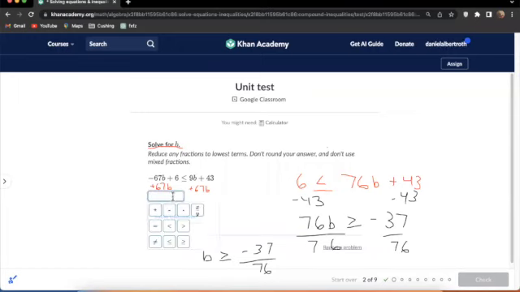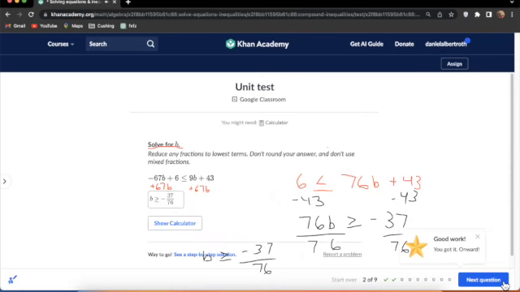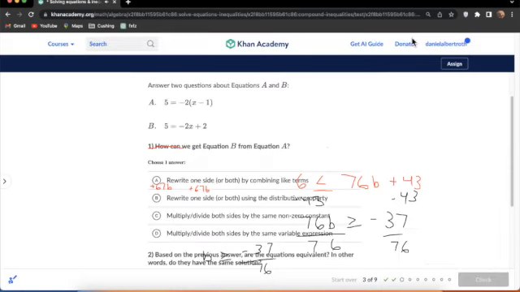So let's try it out. B greater than or equal to negative 37 over 76. Let's try it out. Oh, wow. Got it. Very nice. All right, next one.